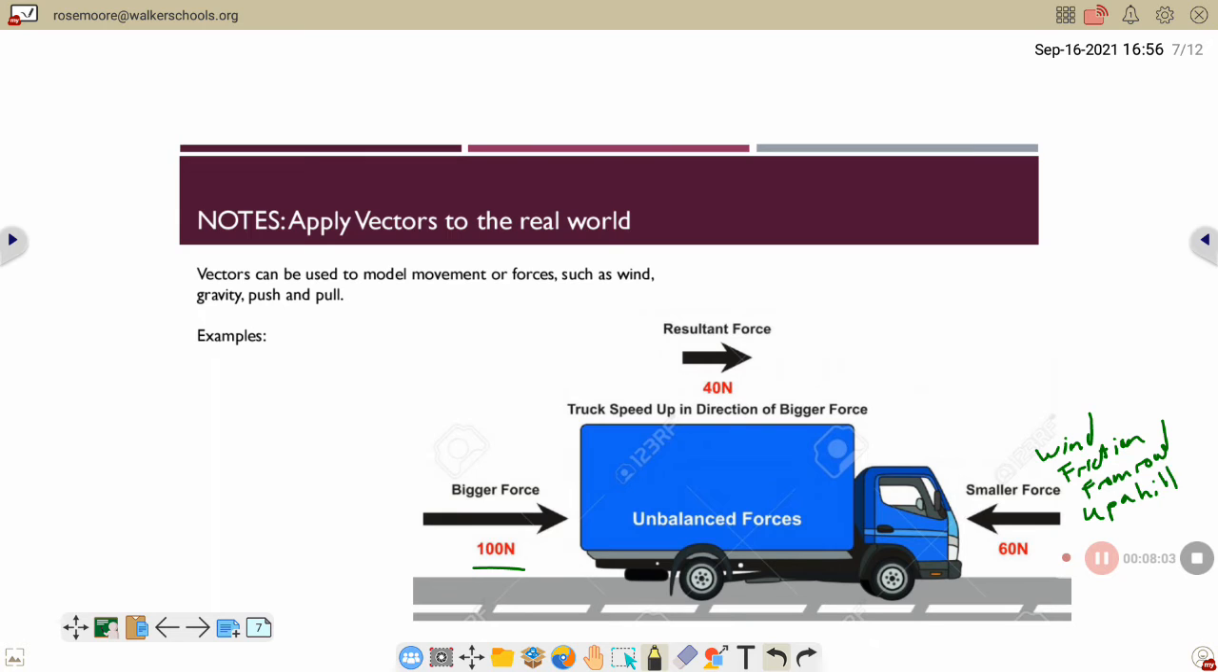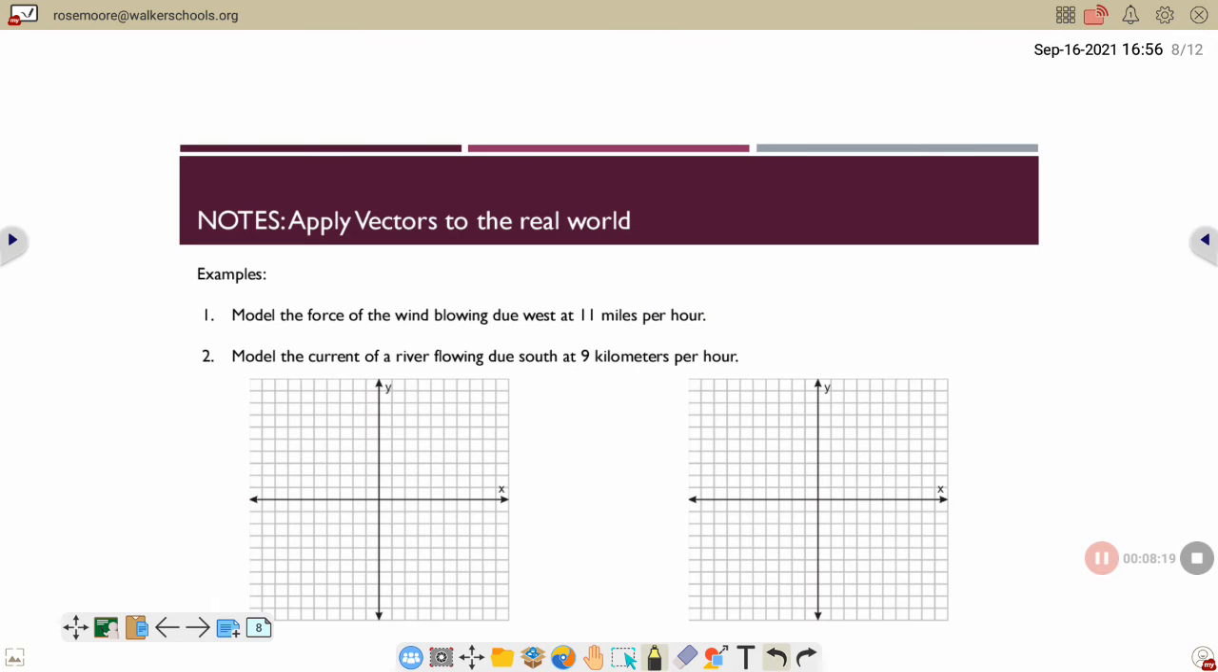All right. So there's a lot of things that are pushing back against the truck as it goes forward. So when we add those together, we actually know they're affecting each other, and changing the amount of force that they actually experience in the real world. This is the kind of thing we're going to get a little bit more into. So let's think about 2 examples of modeling vectors in the real world.